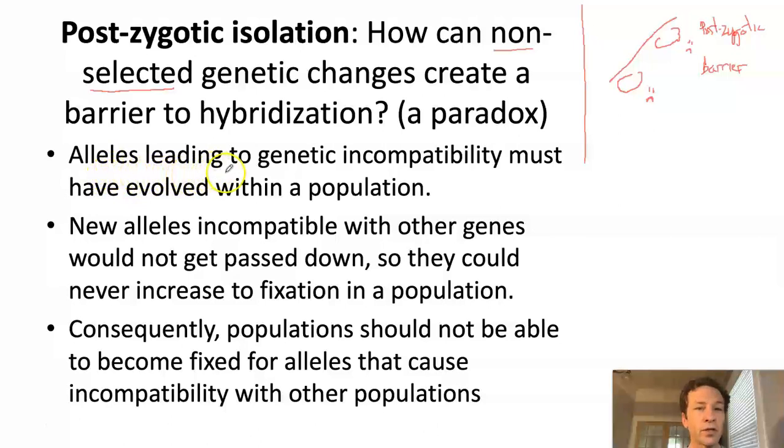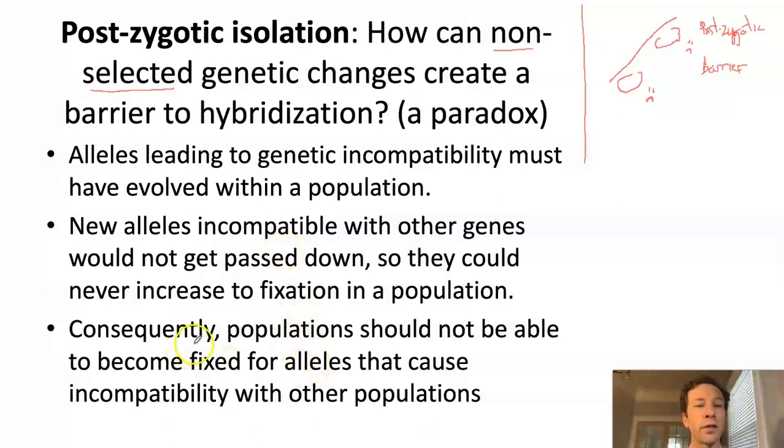Alleles that are going to eventually lead to incompatibility between two populations must have evolved within one or the other population. However, if those new alleles are incompatible with other genes that would not get passed down, then they couldn't have ever increased the fixation in the population. So how do we get evolution of a gene that's incompatible if both of these populations are starting with the same genotypes?